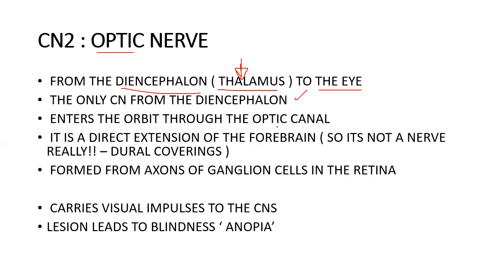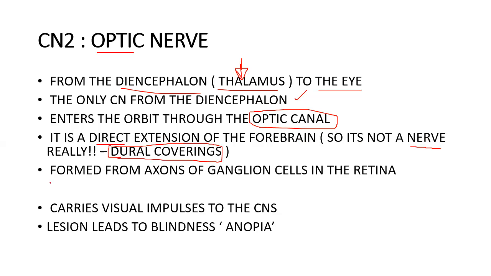Remember the optic canal from our osteology discussion, being an opening in the lesser wing of the sphenoid bone. It is a direct extension of the forebrain. Being an extension of the brain tissue, an extension of the central nervous system, the word nerve is really improper. That's why the optic nerve has dural coverings, which are the coverings we see only on the central nervous system. We'll talk about the dural coverings in the introduction to neuroanatomy.